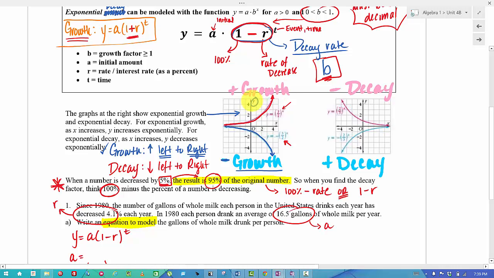And what I mean by getting larger is our y values are getting larger. These on the bottom are getting larger in a negative fashion. These on the top are getting larger in a positive fashion. Hence our negative growth and our positive growth. But both are getting larger from left to right.